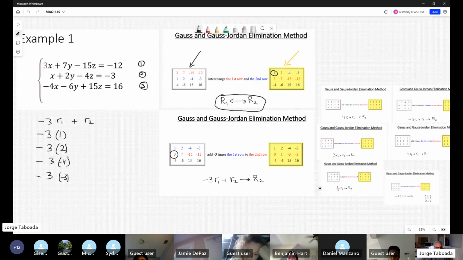This is -3, the factor. I copy 4 times. Plus R2 is 3, 7, -15, and -12. Equal, and put this new number in the new row 2. It's obvious it's 0 in the first one. It's obvious, right? I create it intentionally.